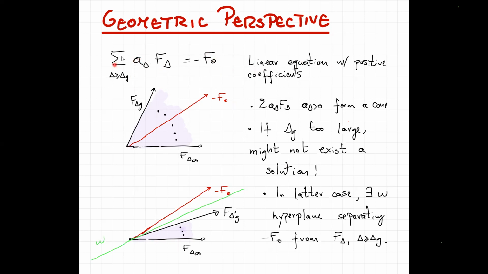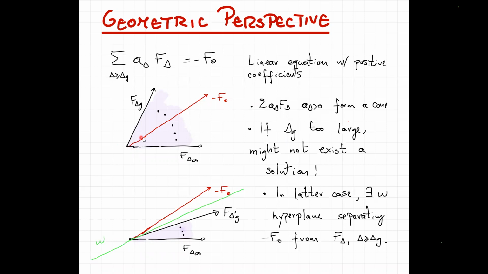And so if I just focus on the left-hand side, I consider the full set of F deltas, as I vary delta continuously, and I think of all the positive linear combinations of those vectors that I can find. Well, it's just a fact that if you take a bunch of vectors and you form positive linear combinations, instead of giving you a linear space, in general they will give you a cone. So for instance, this sum could look like this. When you allow all possible linear combinations, the span would be this cone. And so whenever there's a solution to this equation, this vector minus F0 has to lie inside the cone.